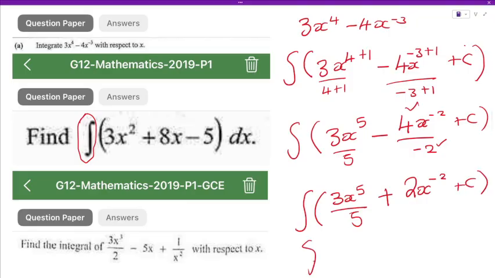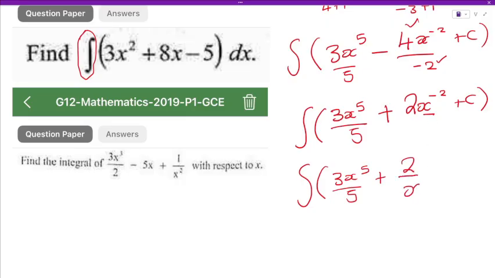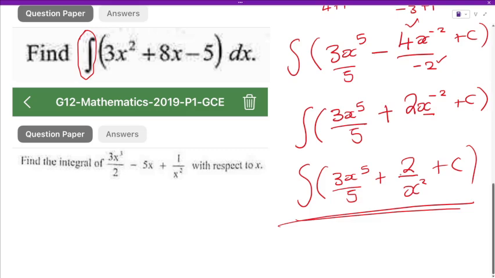So we now need to express the other value as a positive power. Okay, so we're going to say integral of 3x to the power 5 over 5 plus 2. Remember we said the x becomes a denominator and its power becomes a positive, plus c. That will be your final answer and you are done. I hope that is clear. Okay, we proceed to the next question.